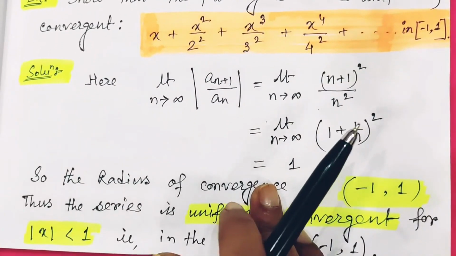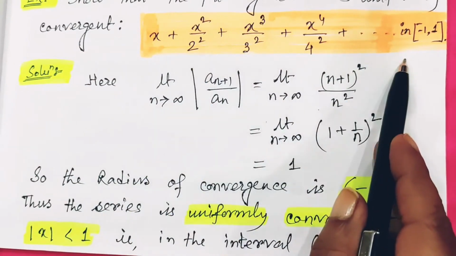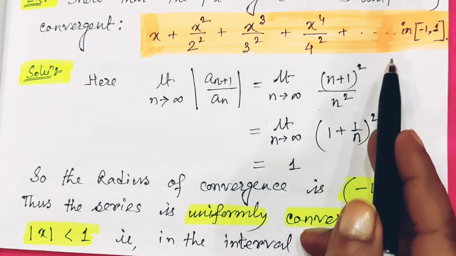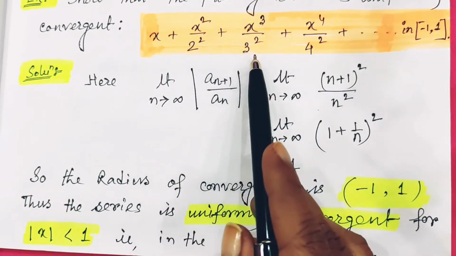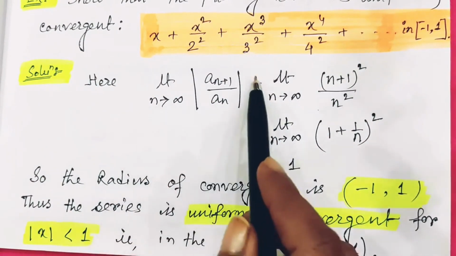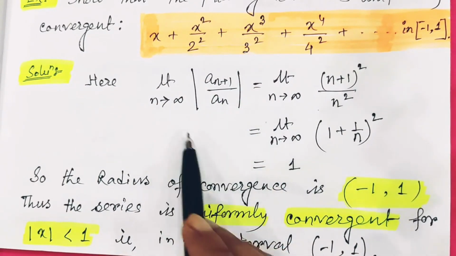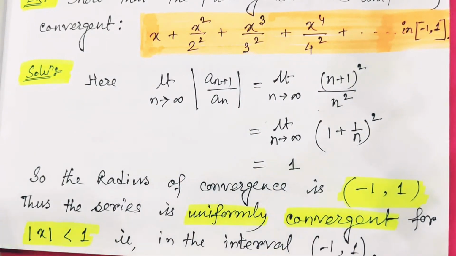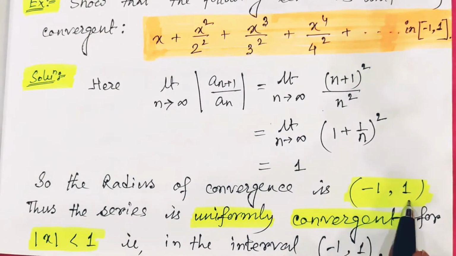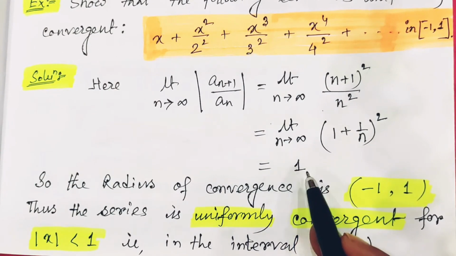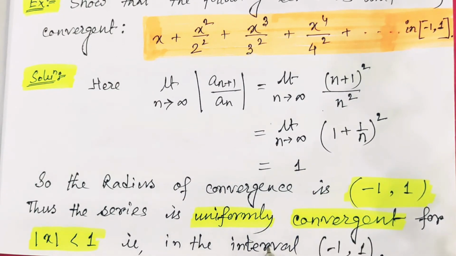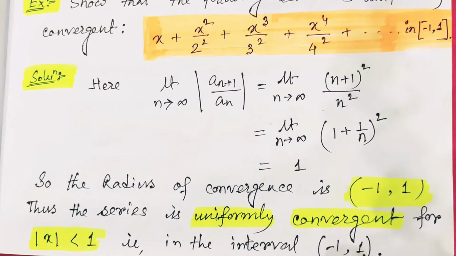We did this example in our previous video also. From there, again here a_n is 1 upon n square. If we apply the ratio test, we find the limiting value is 1. So the radius of convergence is 1, because if we take the reciprocal of this, we also get 1. Thus the series is uniformly convergent for mod x less than 1, that is, within the open interval minus 1 to plus 1.